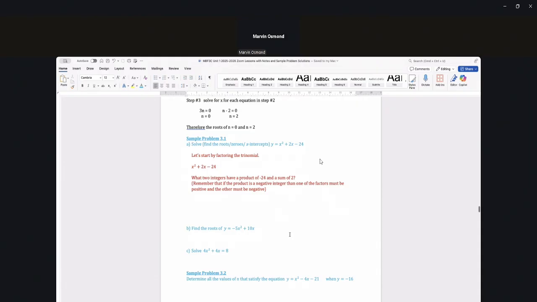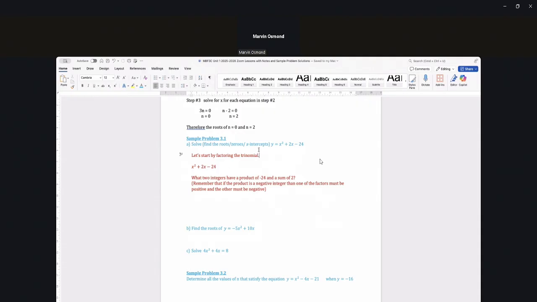So here's another example. So sample problem 3.1. Again, this is in blue and red, so it's new. So it's not in the package you've received. So it says solve y equals x squared plus 2x minus 24. So solve means find the roots, find the zeros, find the x-intercepts. It all means the same thing. So to solve this, what we need to do is to factor the trinomial. So this is the trinomial x squared plus 2x minus 24.